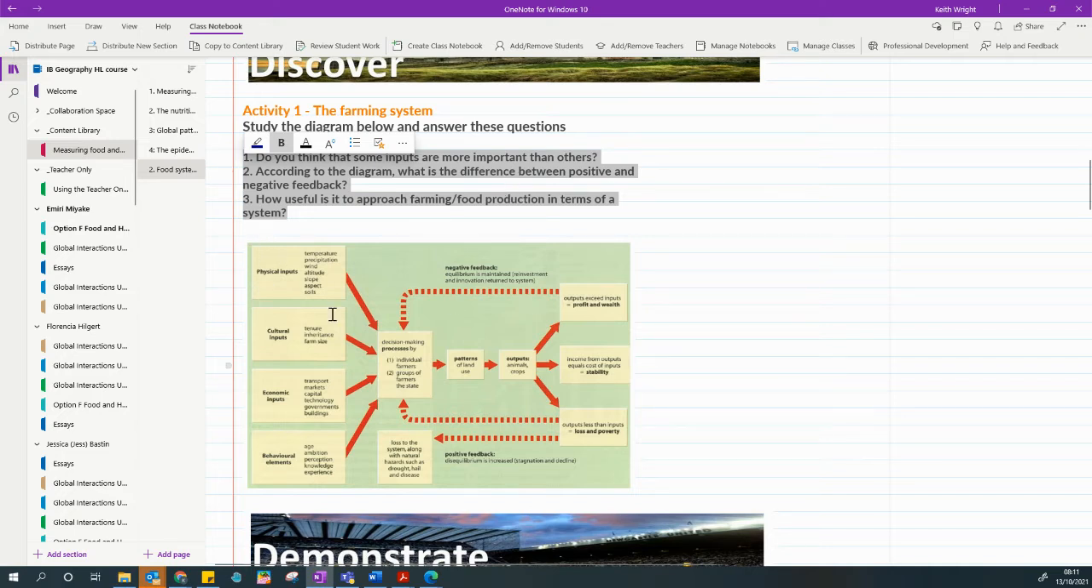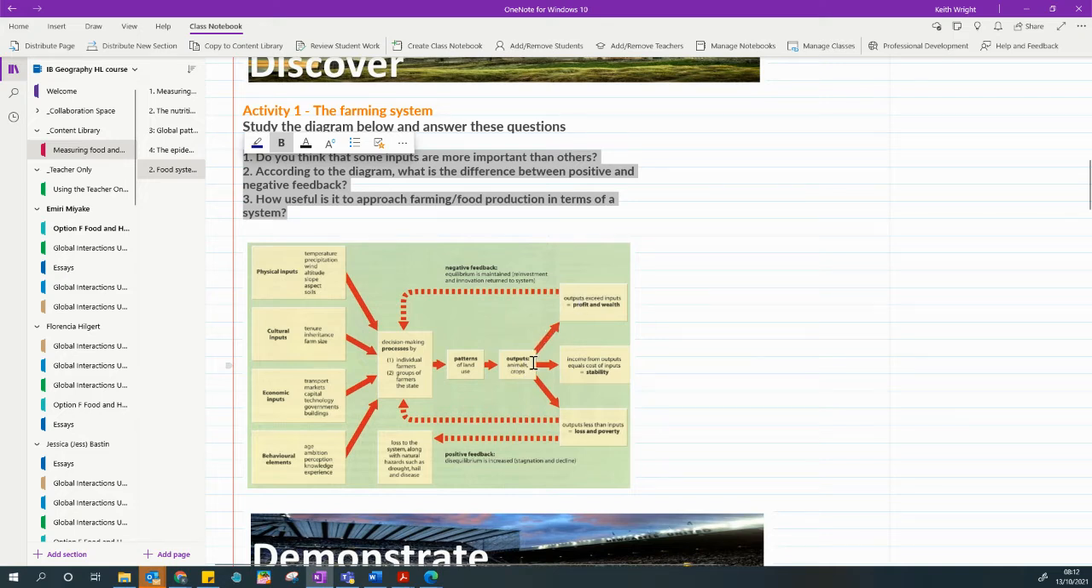But what you'll see is you've got your physical inputs, your cultural, your economic and behavioural, and then you've got the process, the decision making by the farmer, and then you've got the patterns of land use, how the land is used. What happens on the farm in terms of the inputs, the processes that occur, and how the land is used, results in outputs. In this case, we've got animals and crops.